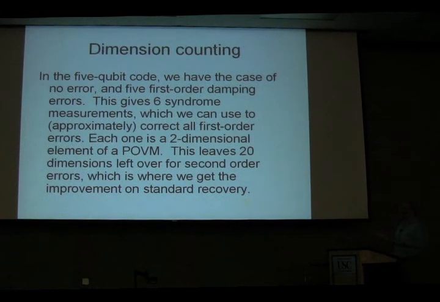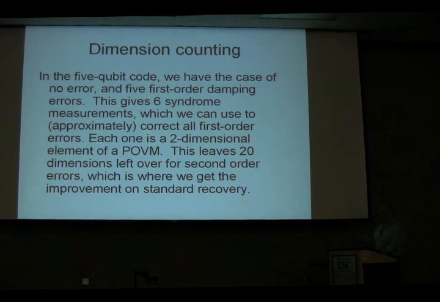So dimension counting is essentially what's going on, although the actual optimal recovery is a quantum operation which doesn't break nicely into a measurement followed by a recovery. Andrew Fletcher's heuristic program actually does break things up into measurements followed by recoveries. But in the 5-qubit code, you have the case of no error, and you have 5 first-order damping errors. So this gives you 6 measurement outcomes, which you want to use to correct all first-order errors. So now you've used 12 dimensions, and you have 32 dimensions total because your output space is 2 to the 5th. So this gives you 20 dimensions left over for second order errors.